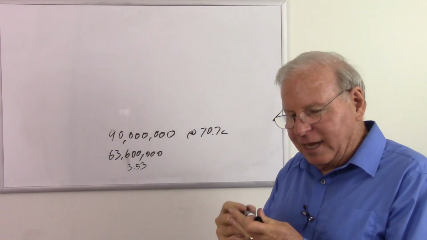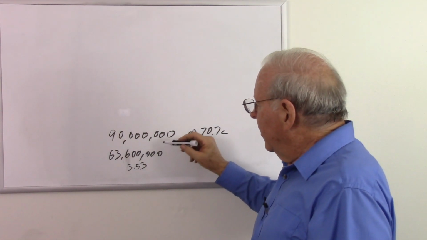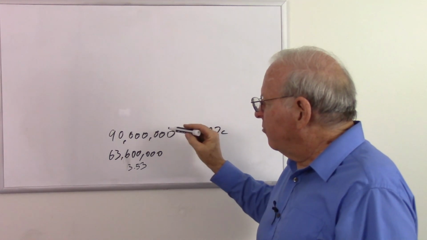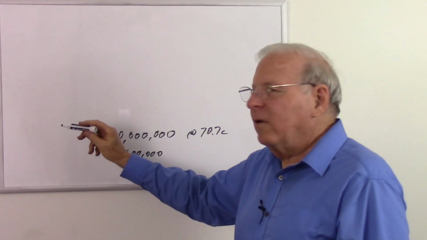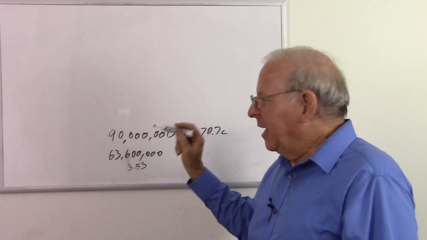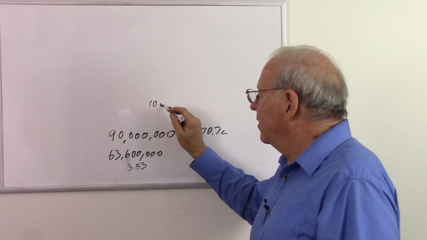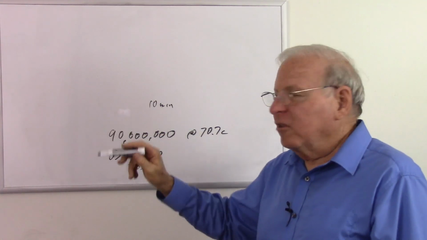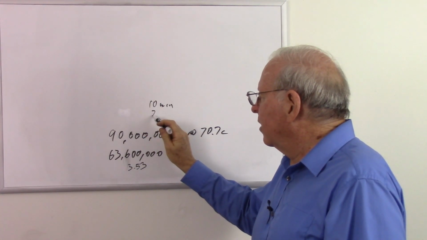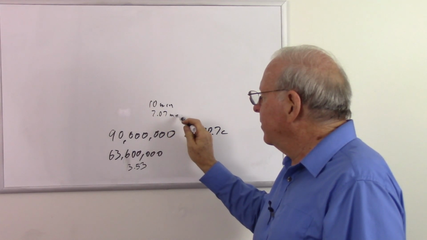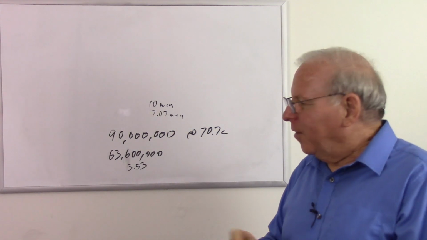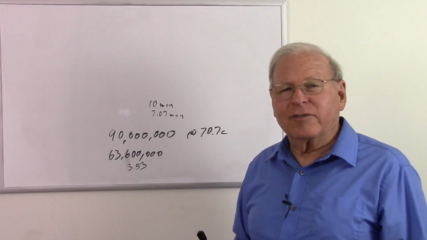And we find that when they come back together, the observer who's stationary sees them go out and back and sees it take 10 minutes. But he looks at the moving observer's clock and it's only ticked off 7.07 minutes. So that's because he simply went through less space.